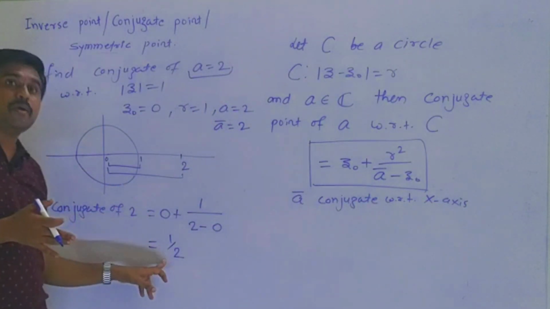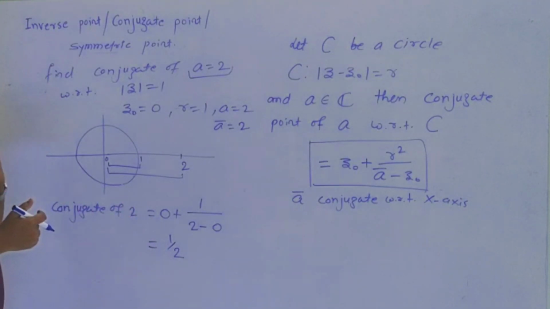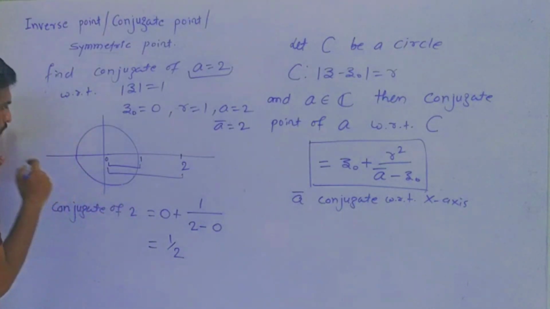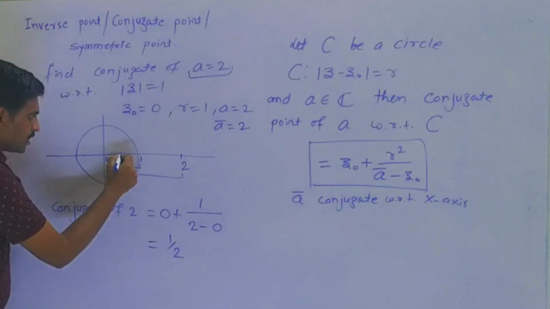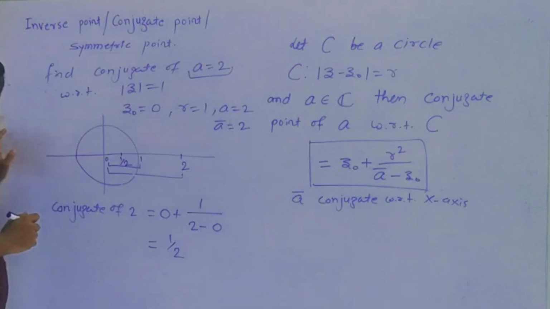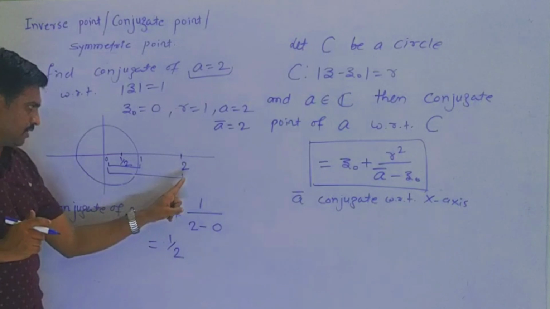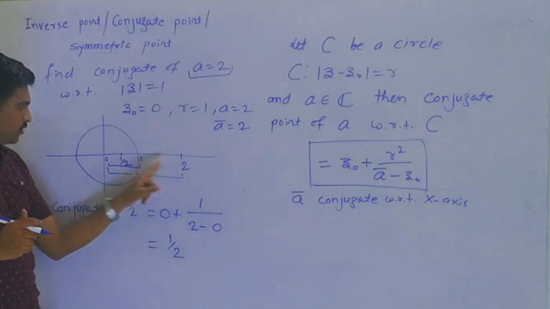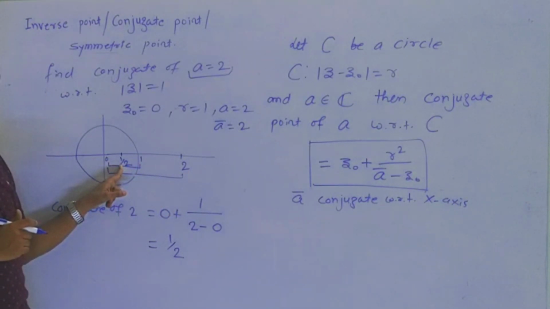Conjugate of 2 is 1 by 2, right? Now just verify. Where do we get 1 by 2? Here is 1 by 2, right? Now see our result: outside the circle is the point, and its conjugate is inside the circle, right?